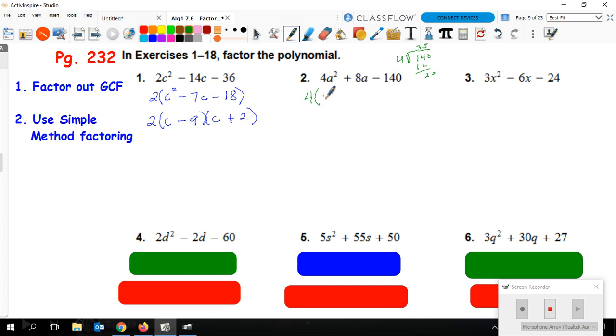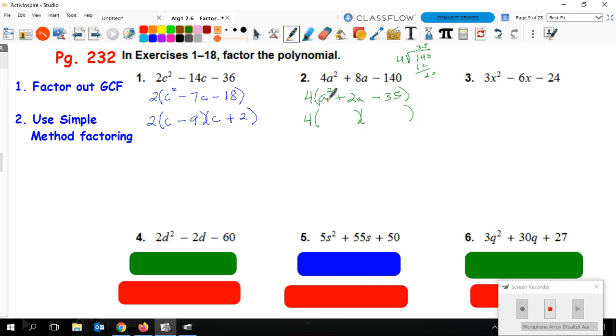And what's left in the first one is just a squared. And if I say 8 divided by 4, that's going to be 2. So 2a in the middle minus. And then the 140 divided by 4 we saw was 35. So 35 just right up there. And so now we keep the 4 on the outside still. We don't want to lose our GCF. And then we're going to factor this using the simple method with two binomials.